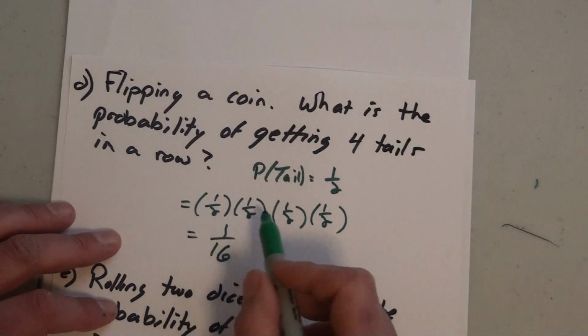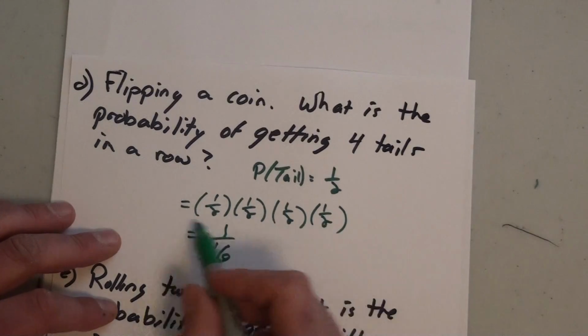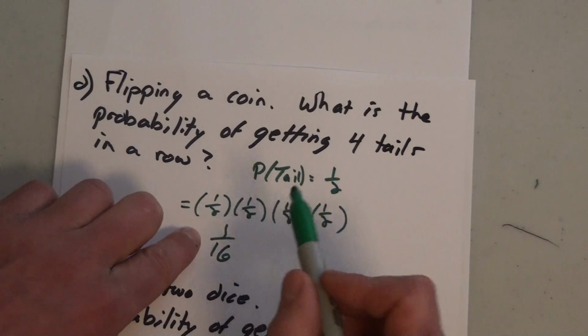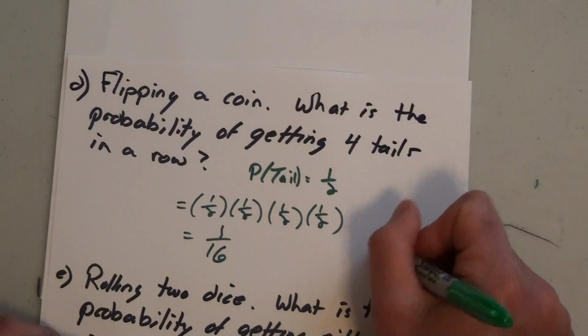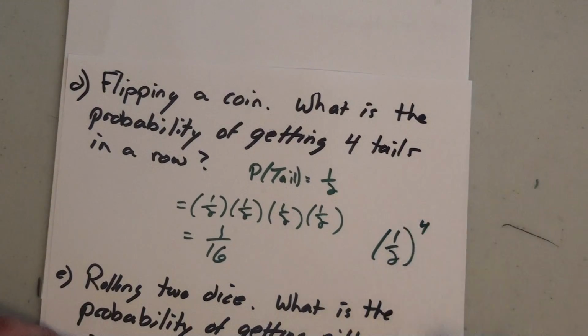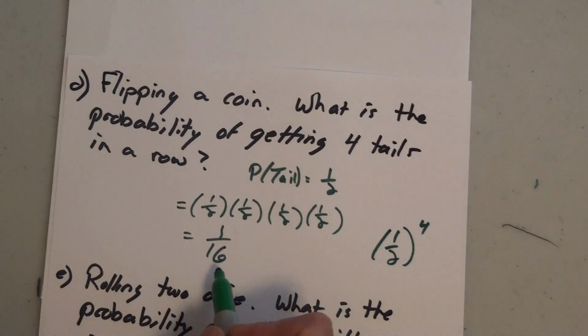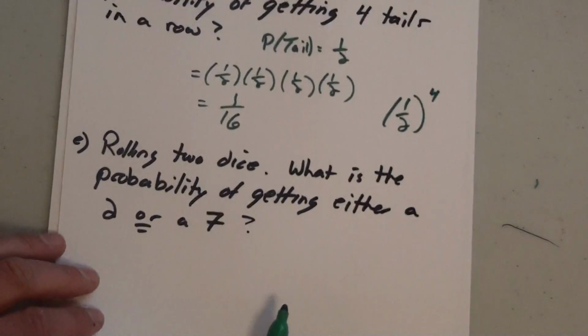Okay, you had your first tail, then you had your second one, your third one, and your fourth one. You had to multiply them all together because you had first one and second one and third one and fourth one. Now, another way I could have done that is 1/2 to the exponent of 4. Same thing. Okay. I'm going to roll 2 dice.